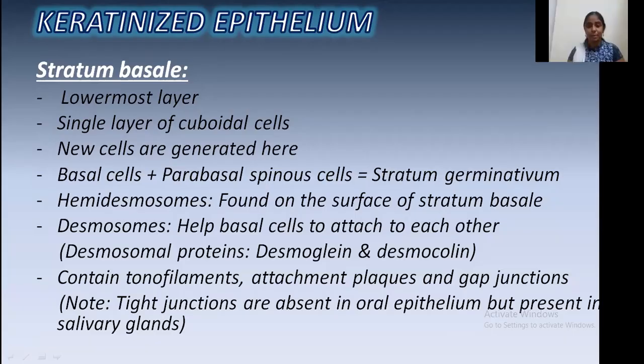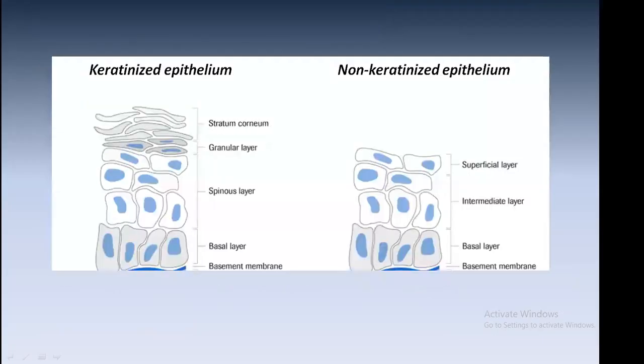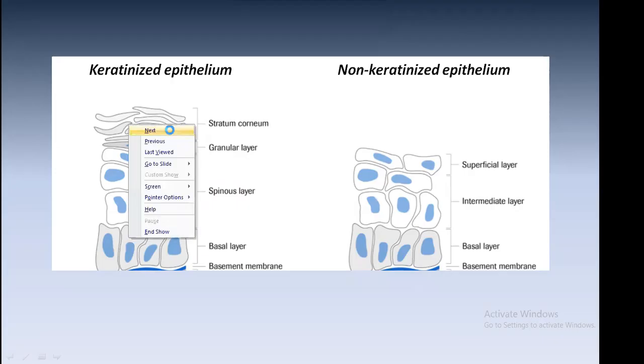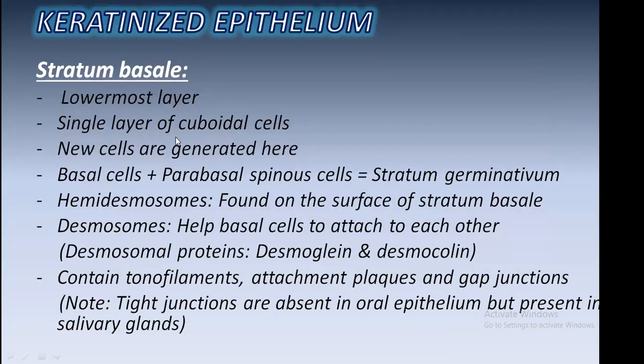Now, hemidesmosomes are found on the surface of the stratum basale, whereas desmosomes help the basal cells to attach to each other. Moving back to the diagram, on the surface of the basal cell layer, you can find hemidesmosomes, but between the basal cells, you can find desmosomes. Desmosomal proteins present in the basal cell layer are desmoglein and desmocollin, one word to note. And the basal layer also contains tonofilaments, attachment plaques, and gap junctions.